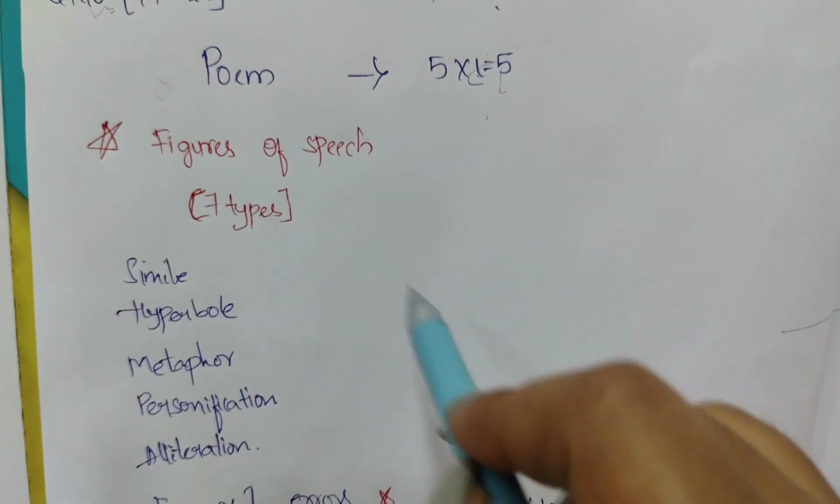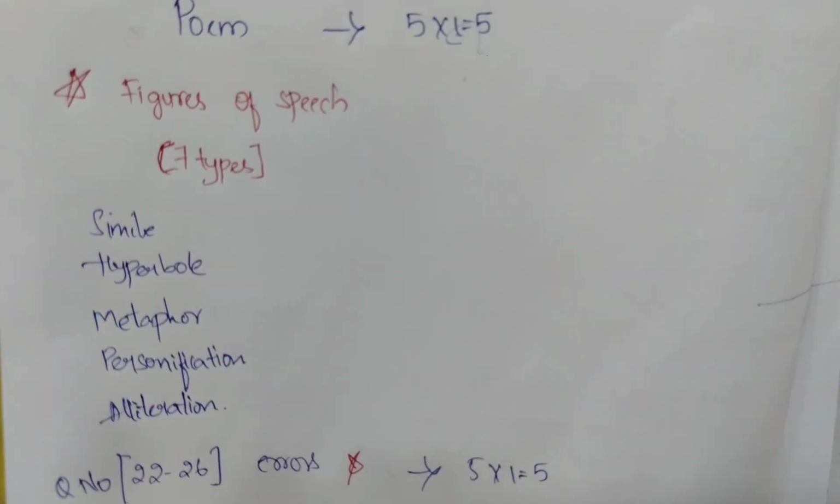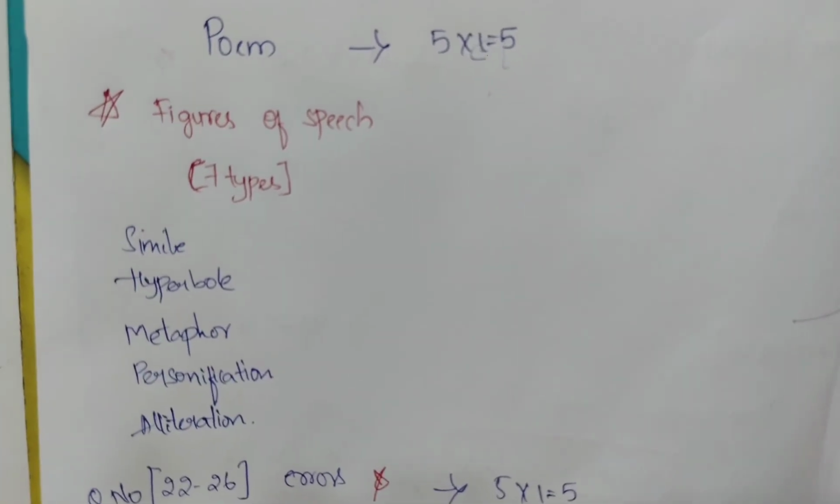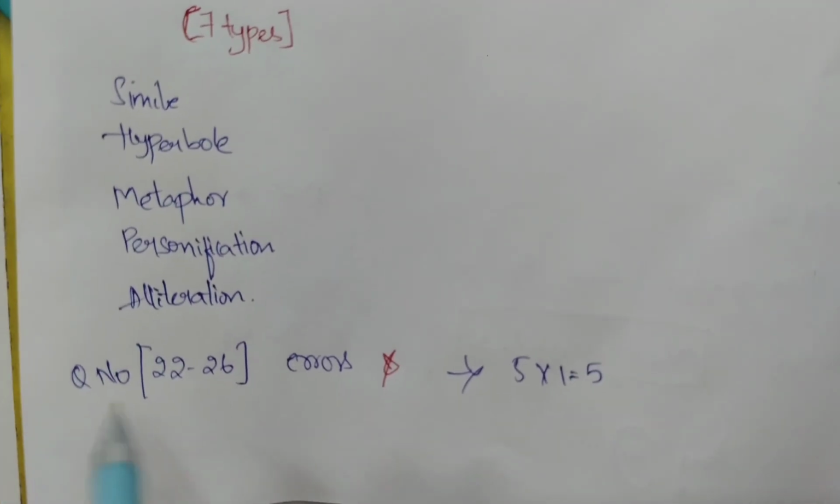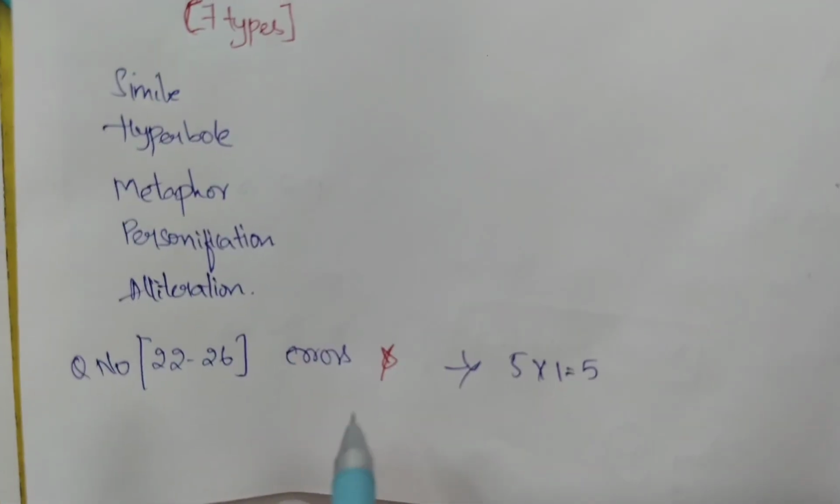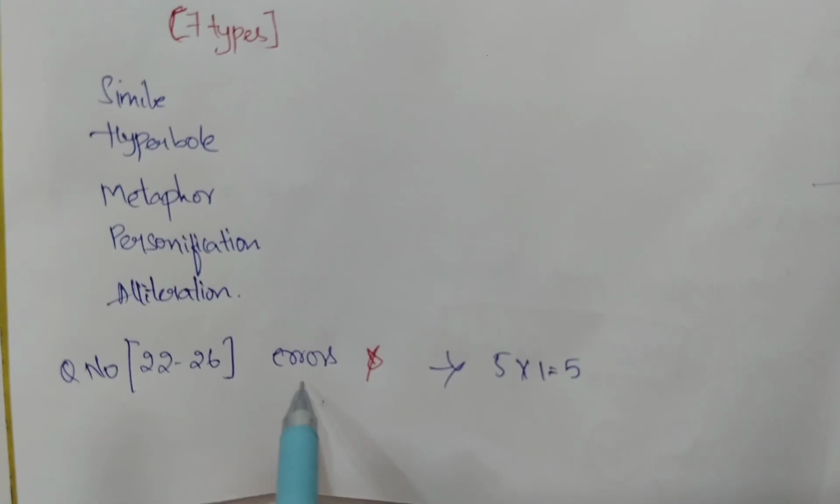I will be explaining these figures of speech in another video when I explain grammar. So in that video I will be explaining. So next one is 22 to 26. This is again a very important bit, errors.